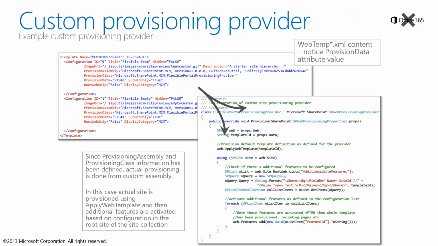Whenever the end user selects one of these and clicks create, that will execute our implementation, which has been inherited from the Microsoft.SharePoint.SPWebProvisioningProvider. In this particular case, it is applying an out-of-the-box site definition first to the provided URL or location, and after that it is checking whether we should activate some additional features. It really doesn't matter what the code is doing, but essentially we can modify the structure any way we want.